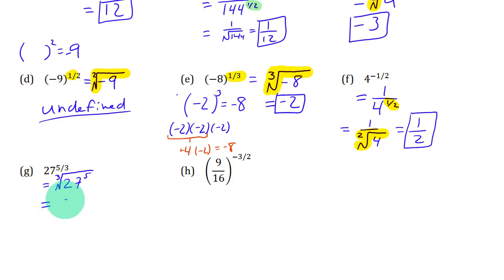What if you do the cube root of 27 and then that to the power 5? That sounds a lot more reasonable, because you can do the cube root of 27. It's 3, because 3 times 3 times 3 is 27. And then 3 to the power 5 is going to be 243. 3 times 3 times 3 times 3 times 3, 5 times.